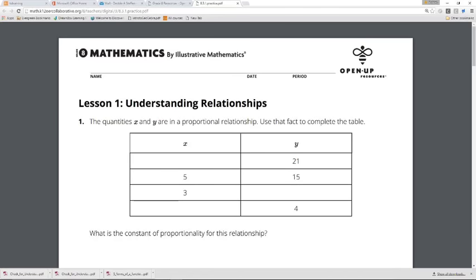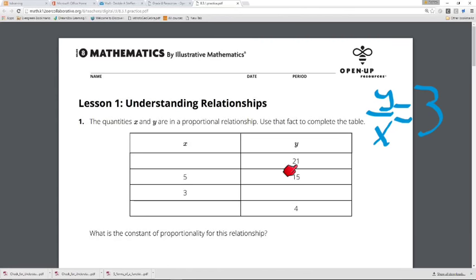The first question is telling me that x and y are in a proportional relationship and that I have to use that fact to complete this table. So the first thing I am doing is looking for a place where I already have both the x and the y, which I have right here. Now, being proportional means that if you divide the y by the x, you will always get the same number. So in this case, if I divide 15 by 5, I'm going to get 3.